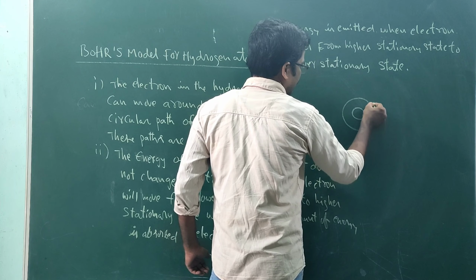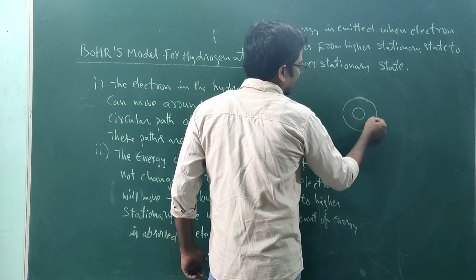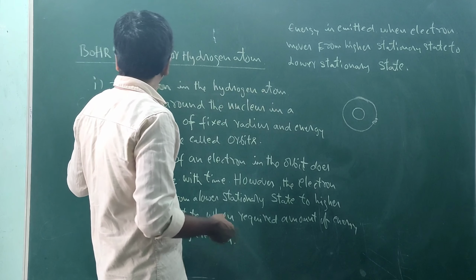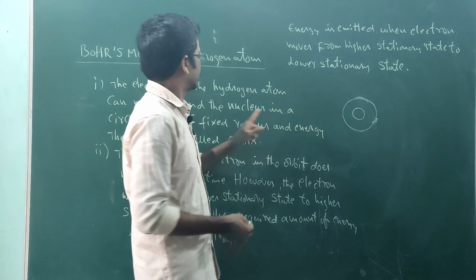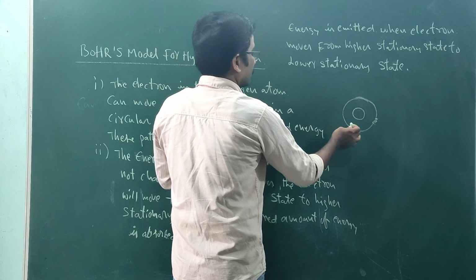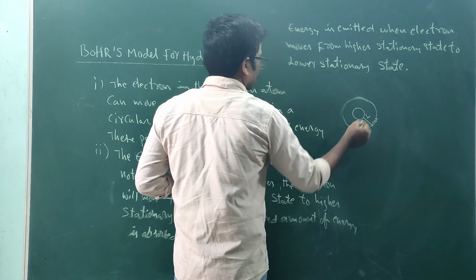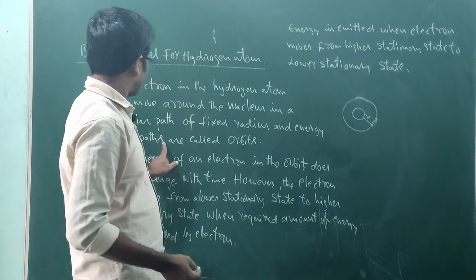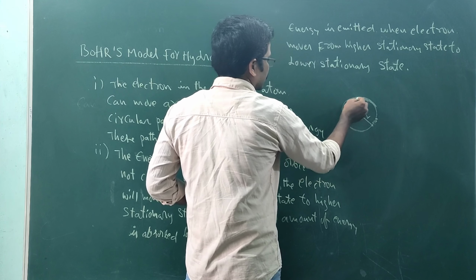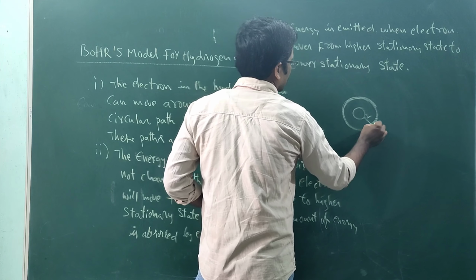This is treated as a hydrogen atom. The electron moves around the nucleus in a circular path, in circular paths of fixed radius. It has a radius; the distance between the electron and the nucleus is r. Fixed radius and energy. This path is known as a circular path, and this path is known as an orbit.